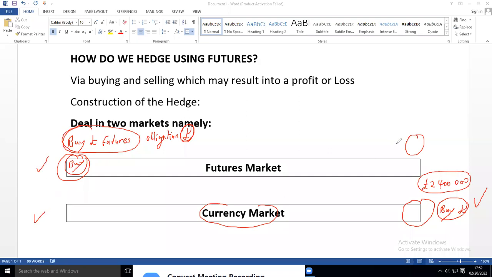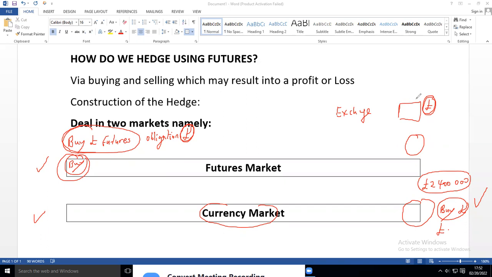So here now, the exchange is expecting you to come over and do what? And buy your pounds. That's what they're expecting. Now, some of you say, wait a minute. Now, here, you say you'll be buying pounds in the markets. You go in the market to buy the pounds. And here, also, you go in the market, futures, you buy the pounds.